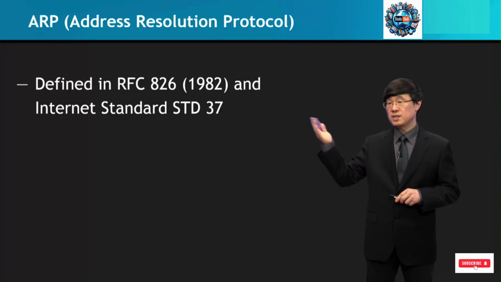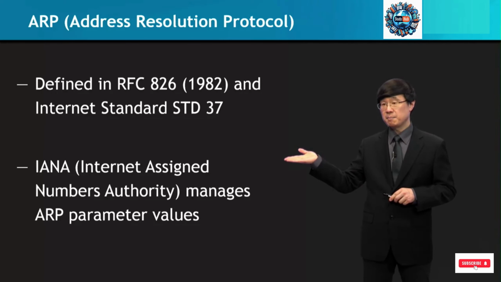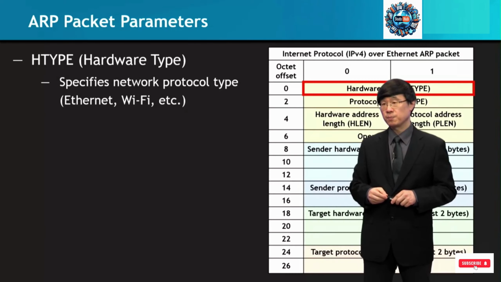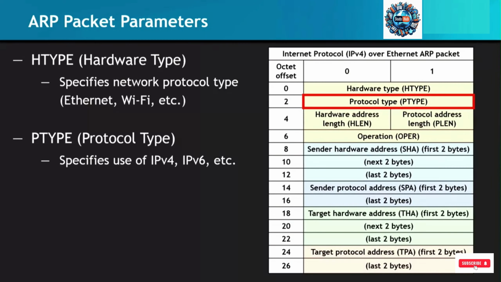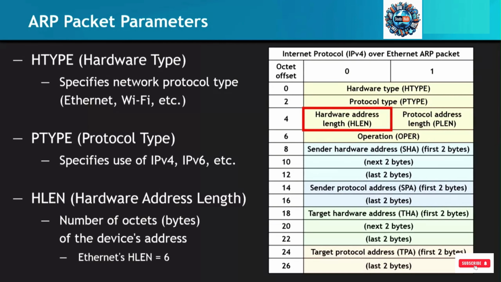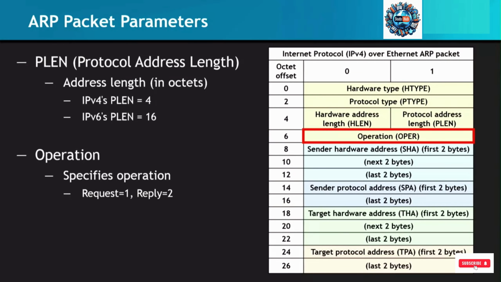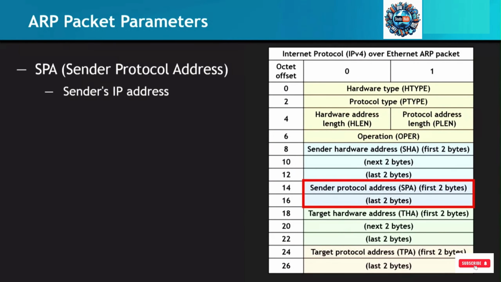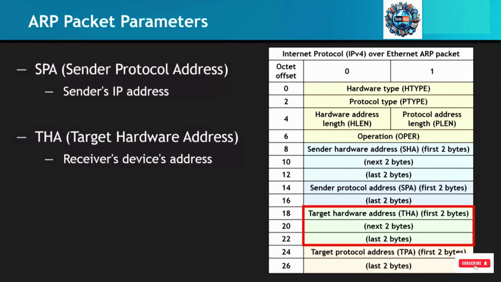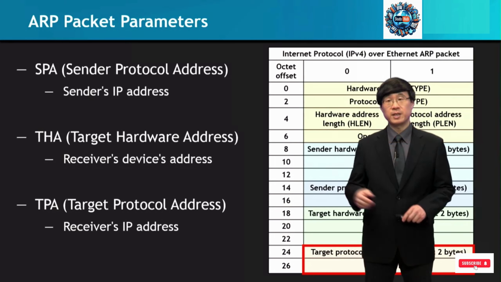ARP is defined in RFC 826 and Internet Standard 37. The IANA manages ARP parameter values. Here are some ARP packet parameters that are used. And as you can see, there's hardware type, protocol type, hardware address length, protocol address length, operation, sender hardware address, sender protocol address, target hardware address, and target protocol address. These are the things that are included in an ARP packet.